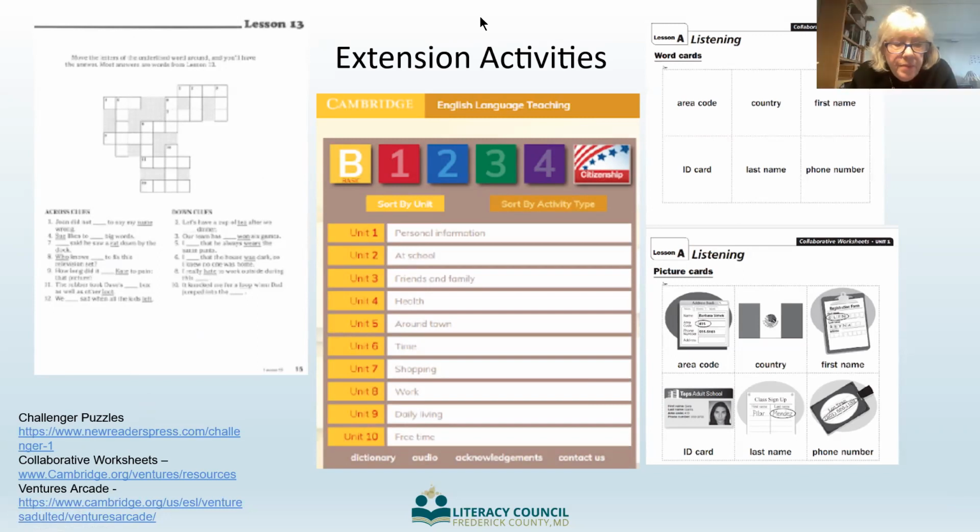Any questions or comments on how these curricula handle vocabulary? Going once, going twice? Okay, great.